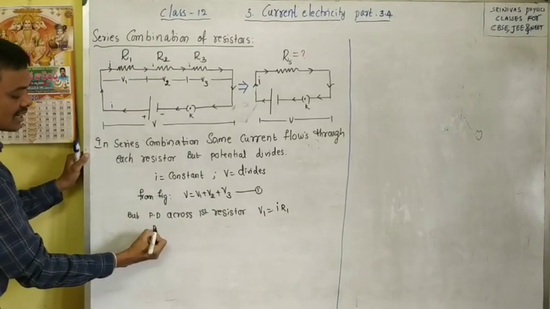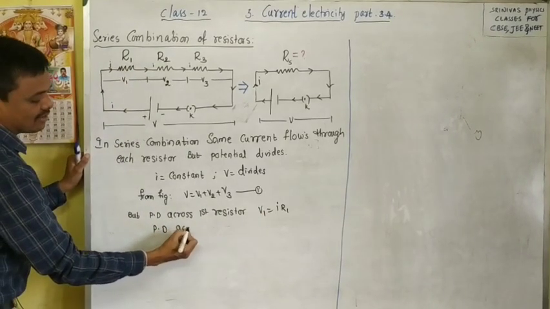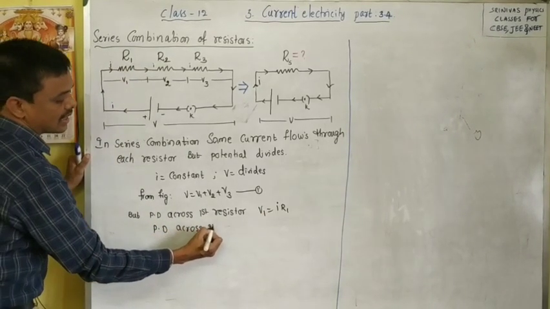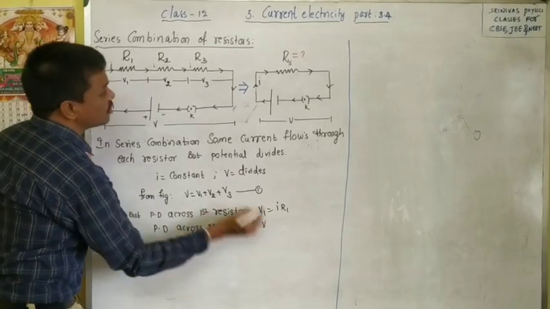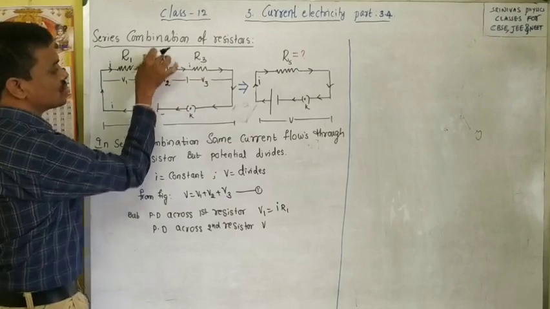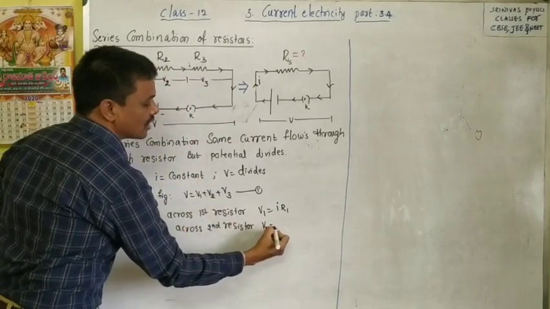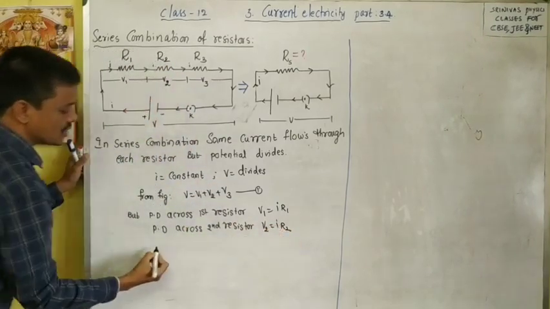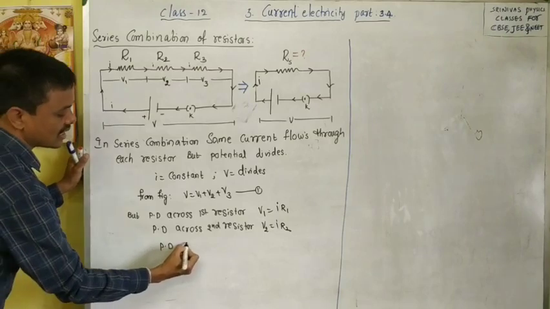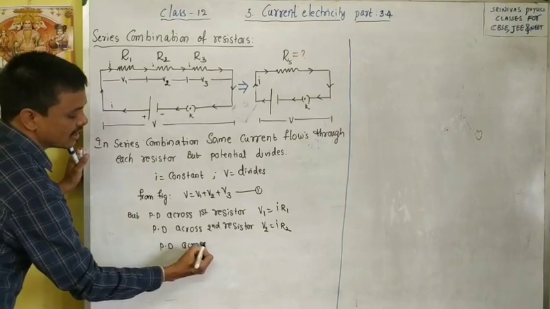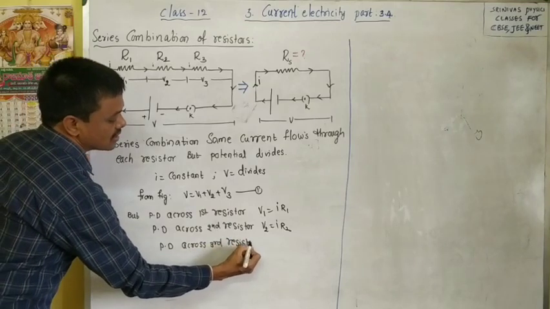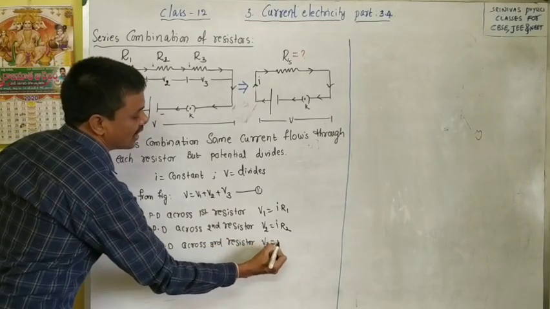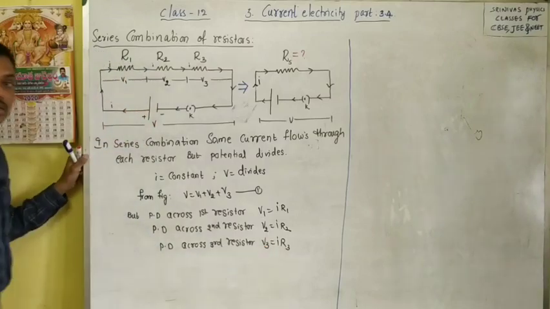And the potential difference across the second resistor we want. Potential difference across the second resistor is V2. Its resistance is R2. Then V2 is equal to IR2. Similarly, the potential difference across the third resistor, it was very simple, V3 is equal to I into R3 we have to write.